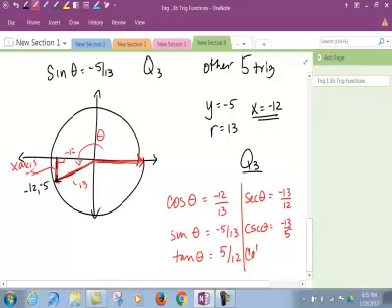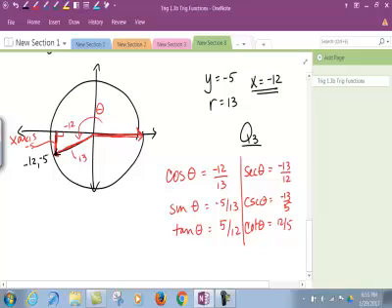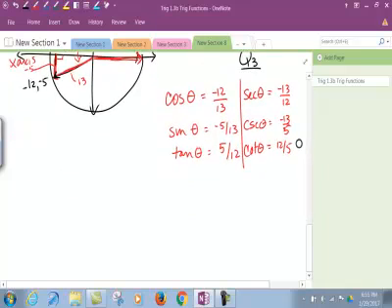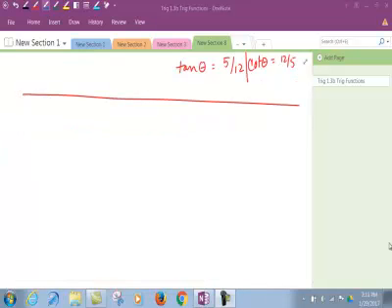And last, the cotangent of theta is 12 over 5. All right, so we can have angles whose terminal side lands in any one of the 4 quadrants.